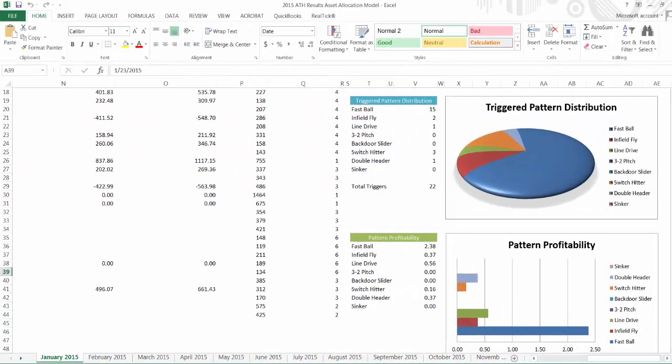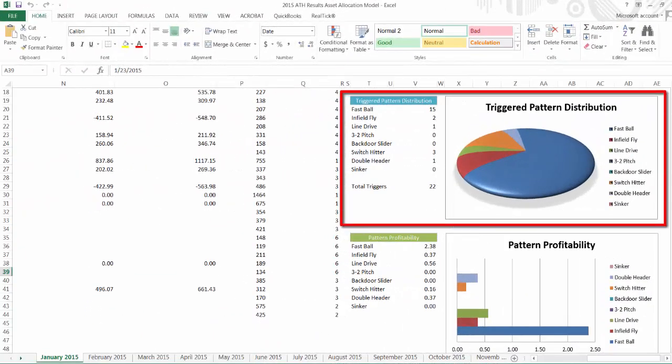Now we look at the triggered pattern distribution and we see that 15 of those expansion of range and volume setups, 15 of the fastballs, triggered over the course of January. Two of the infield flies, one of the line drives, three switch hitters, and one doubleheader. The representation of the patterns once they trigger an entry for the session remains just about what we saw in the pattern distribution of setups.